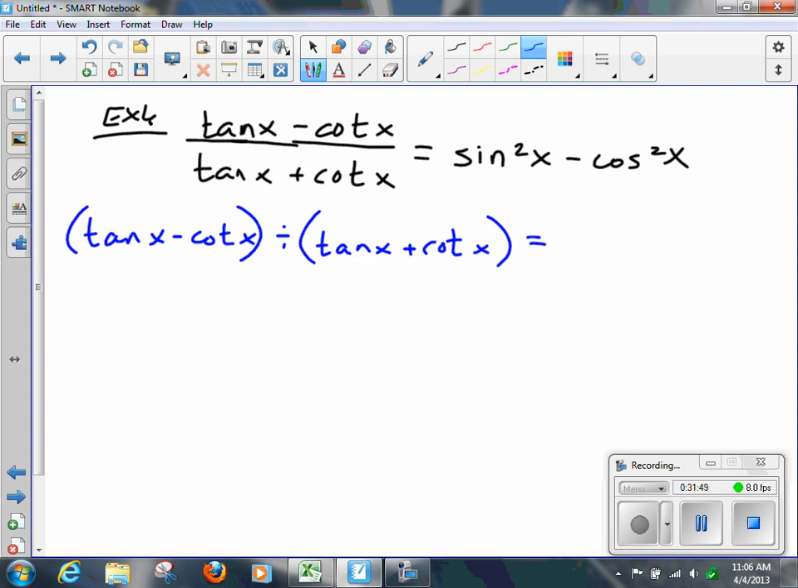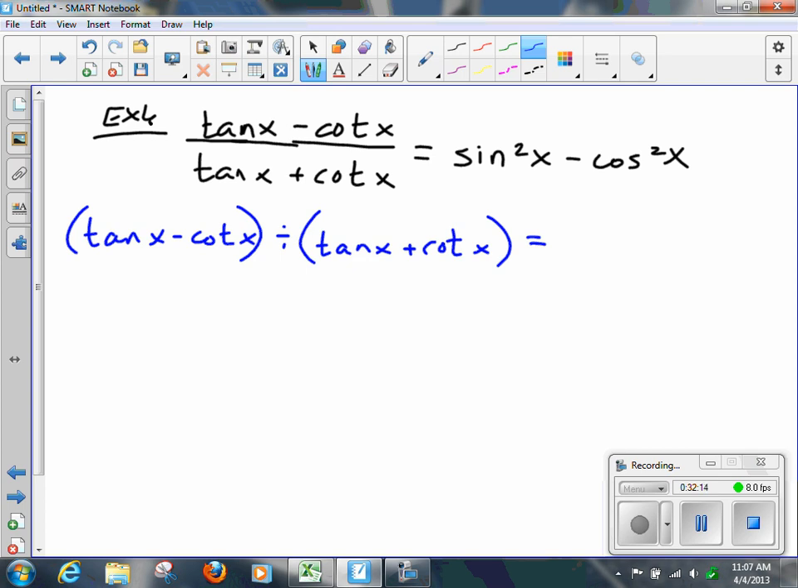Does anybody see what you could have done to the right side? It's a difference of squares: sine minus cosine times sine plus cosine. Those are the types of things you've got to train your brain to see. Anytime you have a squared term minus another squared term, it's a difference of squares, okay? And use it.